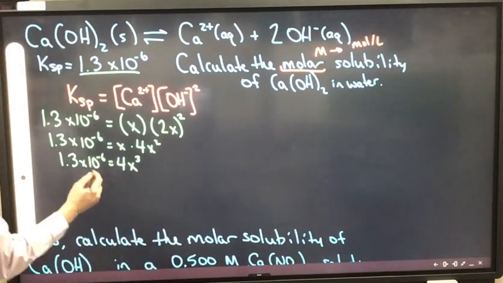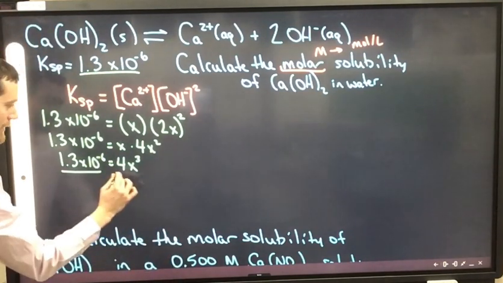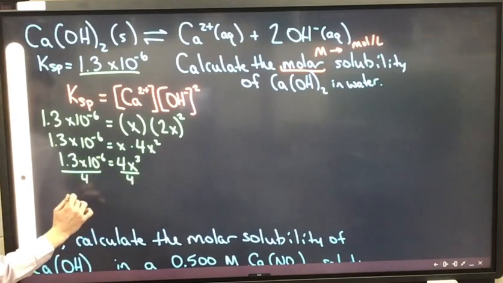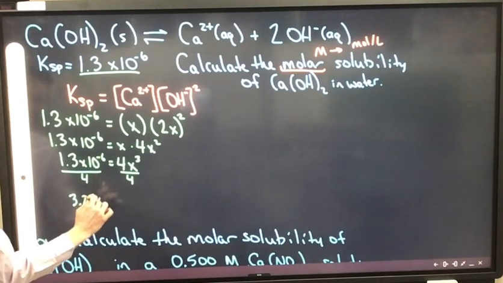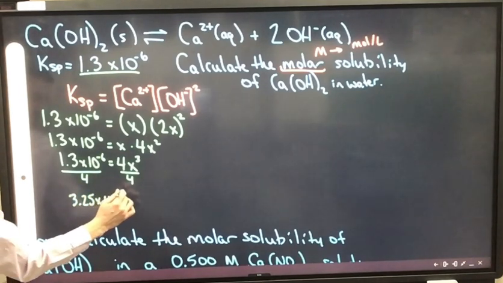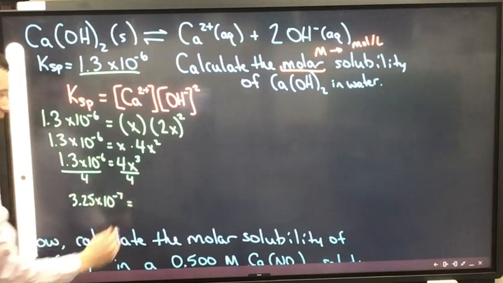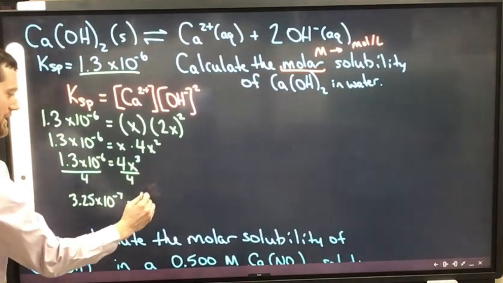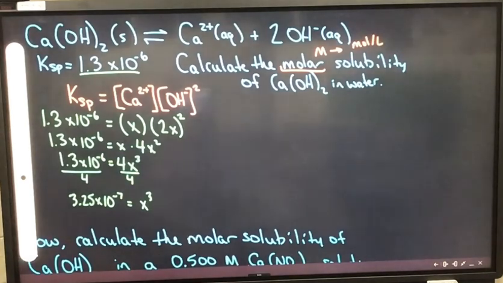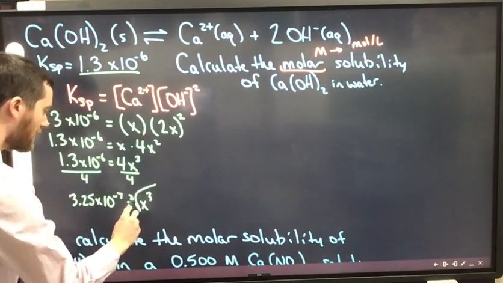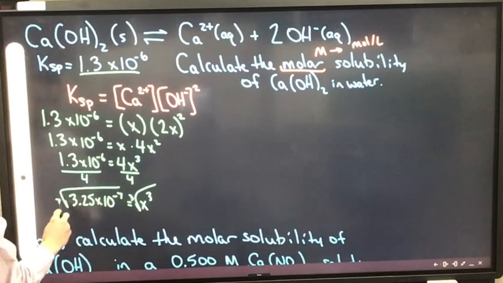Okay? So now, we'll divide both sides by 4. We're trying to solve for x here. So this is, let's see, 3.25 times 10 to the negative 7th. Hopefully I did that right. Equals x cubed. Now to get rid of the cube, you gotta take the cube root of both sides. We'll take the cube root here. We'll take the cube root here.